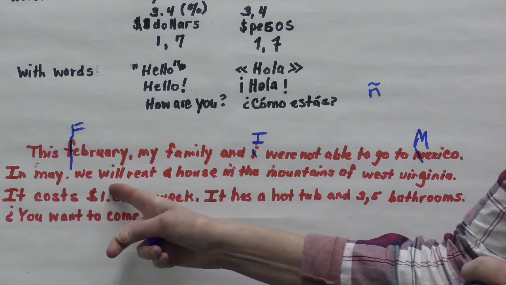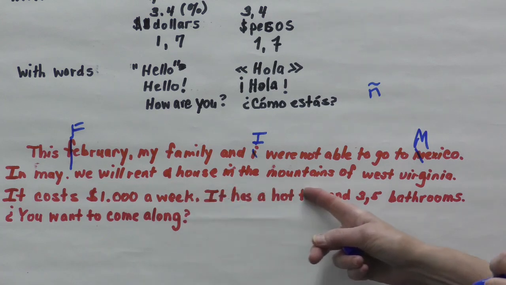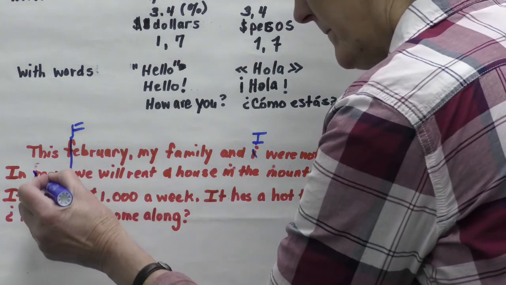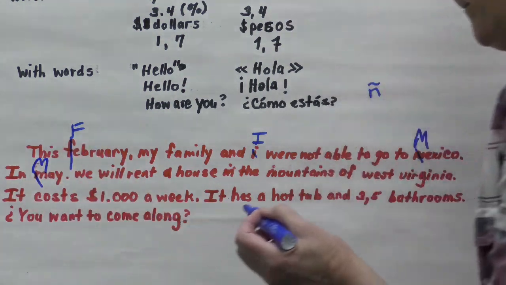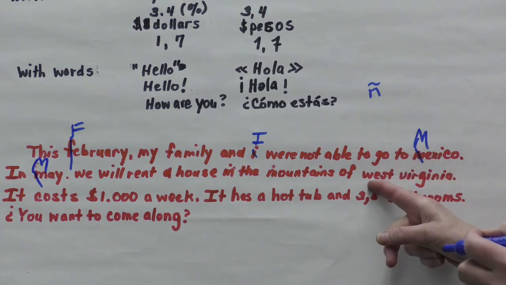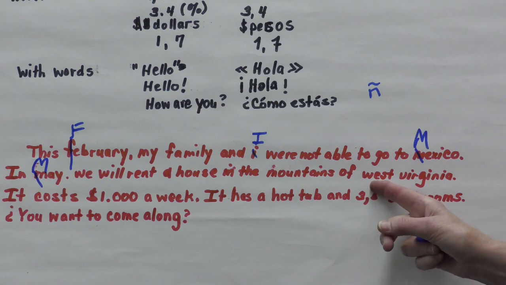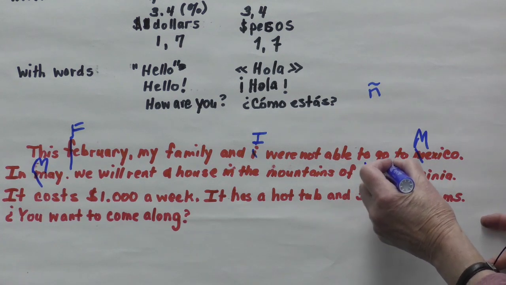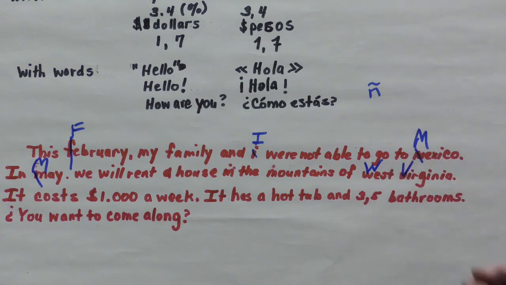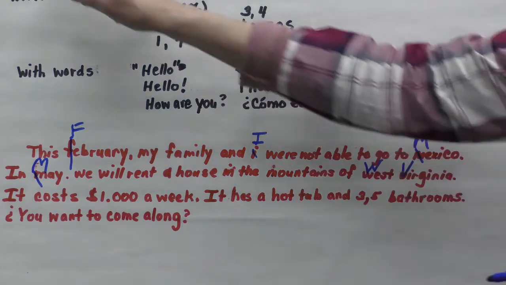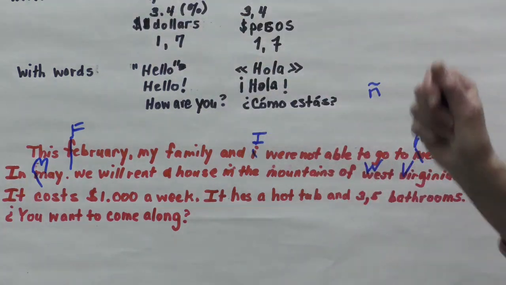In May, we will rent a house in the mountains of West Virginia. Okay. May, West Virginia. This would be true. Eso sería verdad para los dos lenguas, los dos idiomas. Okay? For English and for Spanish, because it is a proper name, nombre propio.